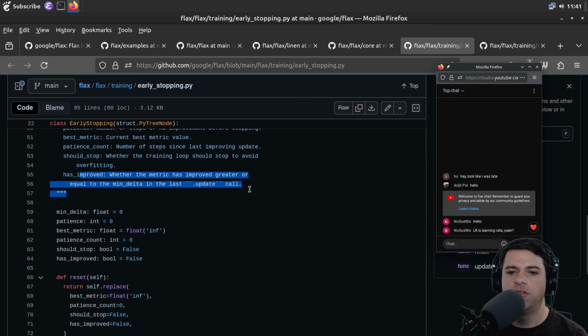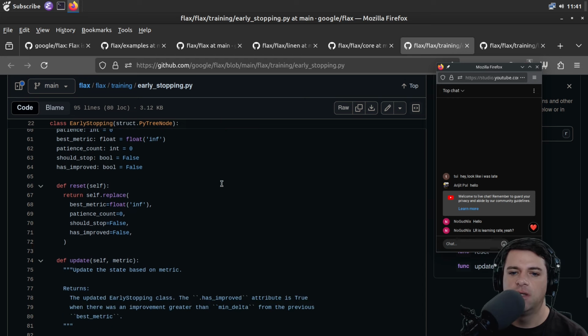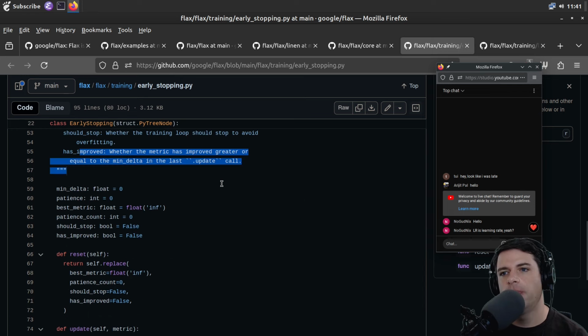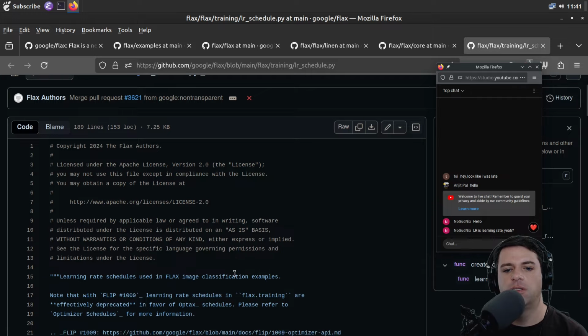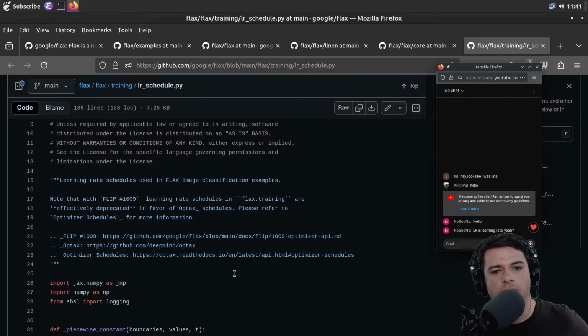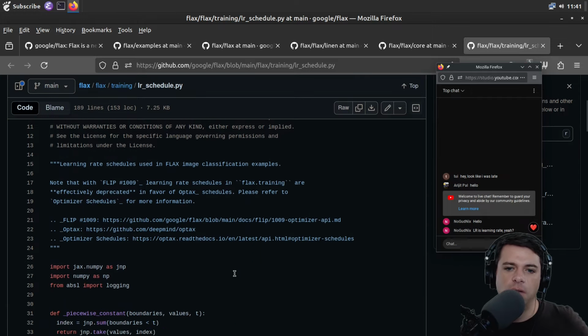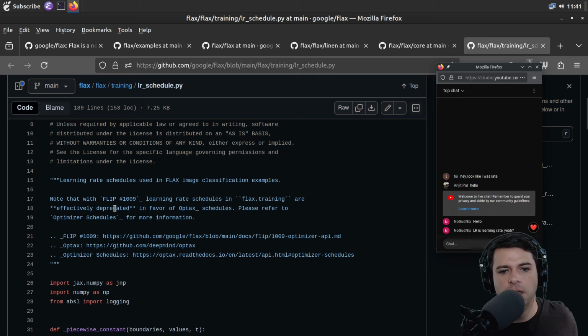Has the metric improved, greater than or equal to the min delta? So the metric is not improving, so maybe it's converged, but not in the sense of converging to something good. Maybe it's just stuck. Maybe it's stuck in some local optimum. Maybe it's stuck in some numerical imprecision thingamajiggy.